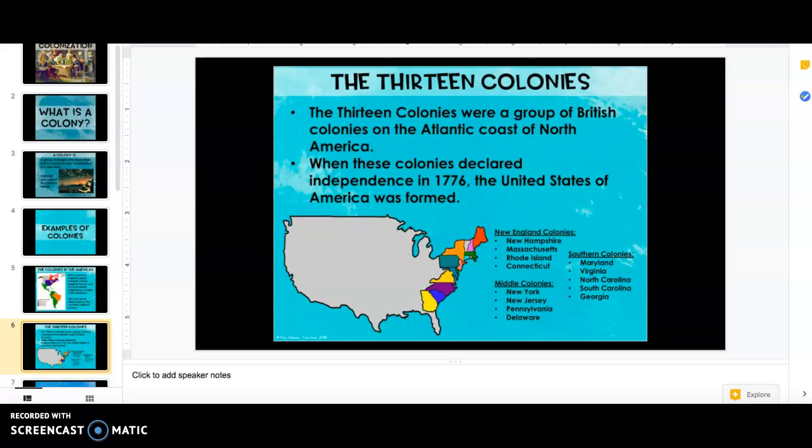As I already told you, the 13 colonies were a group of British colonies. That means they belong to Great Britain on the Atlantic coast or east coast of North America. When these colonies declared independence in 1776, the United States of America was formed, and we'll get into that more in depth next week. And then you have a map and a list of the 13 colonies.